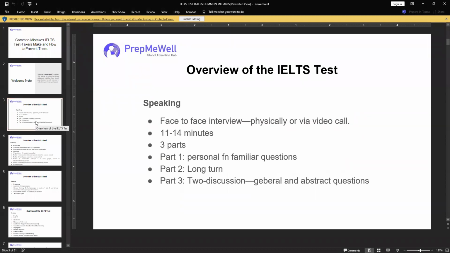I can see that some of us have written the exam before, and some of us are about to write. So I would like us, in the chat box, to tell me some of the things we know about the IELTS exam. What do we know about the structure of the speaking test, the listening test, the reading test, and the writing test?